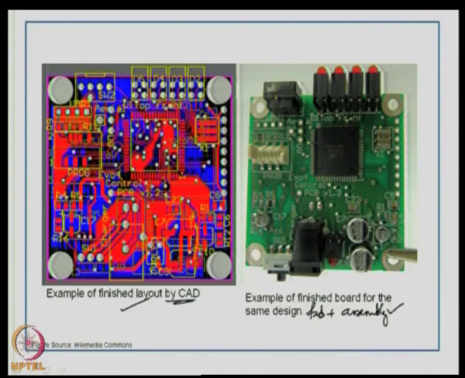Here is a mask, let us say, or a CAD view of a layout. You can see these are mounting holes, and you can see a lot of through hole components. For example, these are all through hole components. I write it as PTH, plated through hole. This is again a PTH.